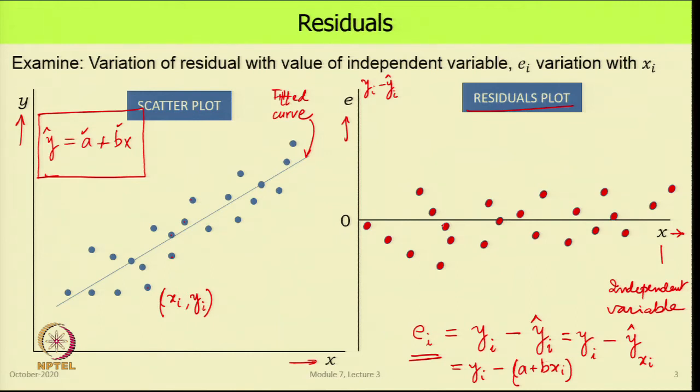Now, when we look at this, what we should see is that these residuals are fairly randomly distributed about 0. So, this is 0. There are as many above 0 as below 0, and there is no discernible trend or pattern that we see in this. So, across x and at any x, there is randomness.